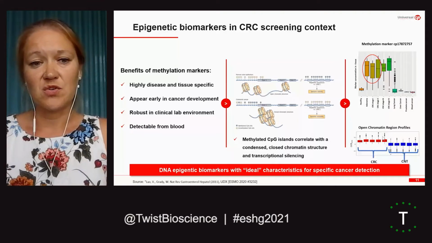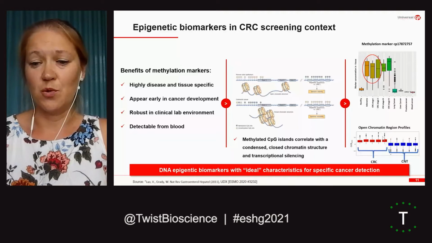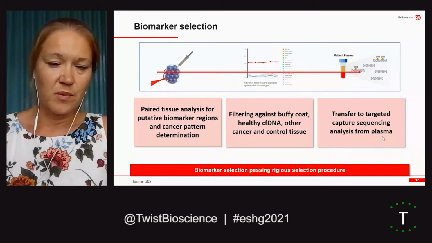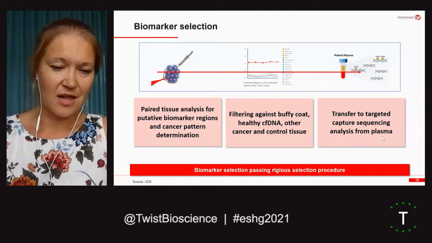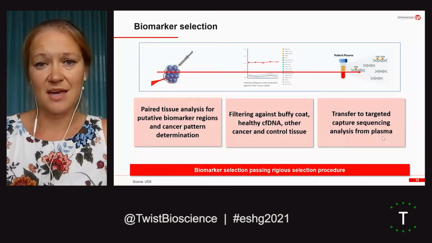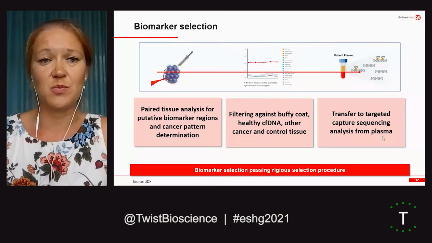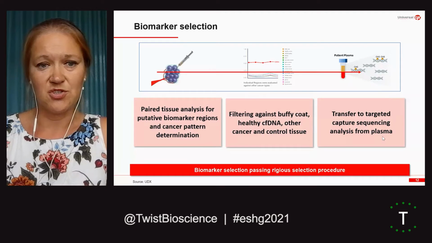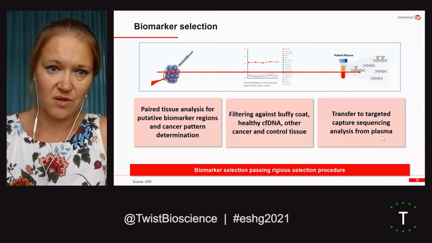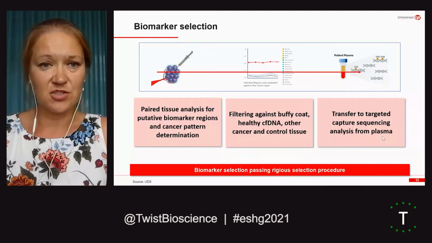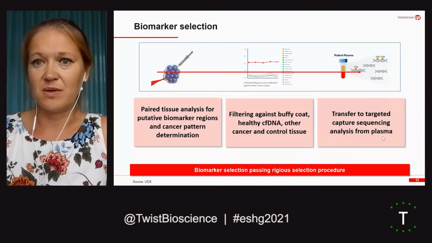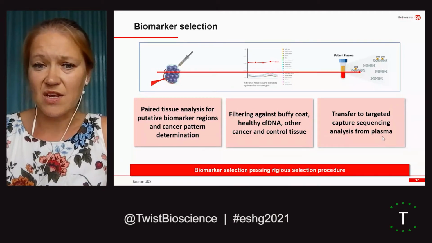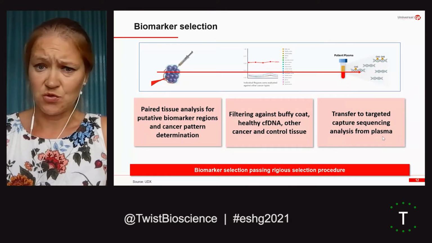So this kind of markers are really the ideal markers for early detection. The key for biomarker selection is, of course, starting from the disease itself, so analyzing the tissue from the cancer patients, cancer tissue as well as control tissue. In parallel, determining what the potential biomarker regions are, what the cancer-specific pattern in there is, then also filtering these signals against buffy coat that could be causing problems in blood analysis, filtering against healthy cell-free DNA, as well as other cancers and other control tissues.